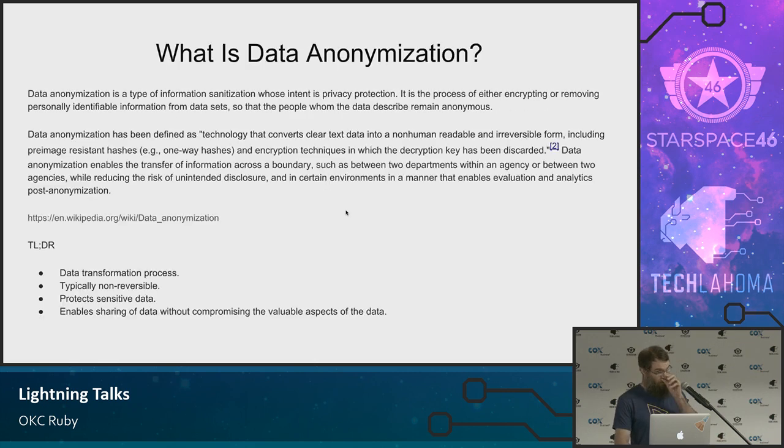So what is data anonymization? This is from Wikipedia, so I'm only going to read the first couple sentences. It's a type of information sanitization whose intent is privacy protection. It is the process of either encrypting or removing personally identifiable information from data sets so that the people whom the data describe remain anonymous. So TLDR, it's a data transformation process of randomizing or masking or removing sensitive data. It's typically non-reversible.